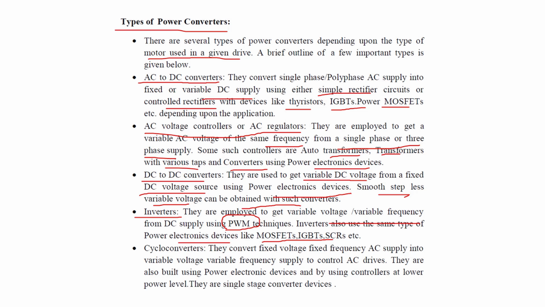And the next is the cycloconverter. Whenever the cycloconverter is used, it basically converts a fixed voltage, fixed frequency AC supply into a variable voltage, variable frequency supply. This is the function of the cycloconverter for AC drives. They are also built using power electronics devices and controllers at the lower power level. So these types of power converters are used.